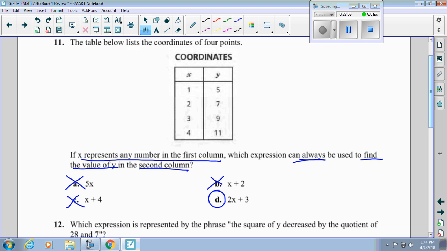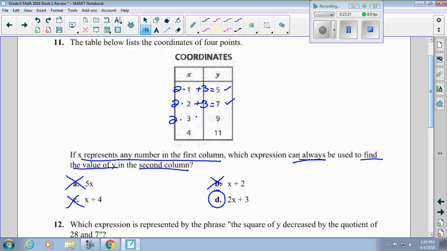Let's just double check. All right, so 2 times x plus 3. So I'm going to multiply this number by 2, add 3 to it, and I should get this number. So 2 times 1 is 2. 2 plus 3 is 5, all right? How about 2 times 2? That's 4. 4 plus 3 does equal 7. So it's good there, it's good there.